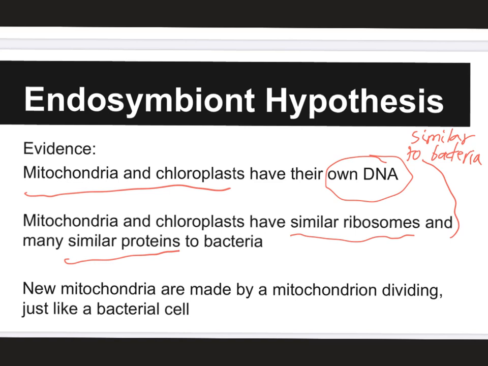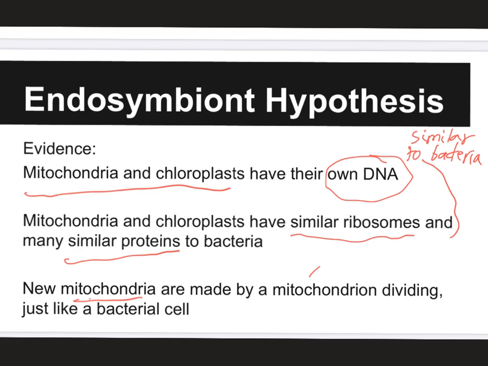Another piece of evidence to support this is that, again, similar to bacteria, mitochondria are made by dividing. So the cell does not manufacture new mitochondria from DNA. It doesn't put them together. Mitochondria make new mitochondria by splitting and dividing, just like how bacterial cells divide.